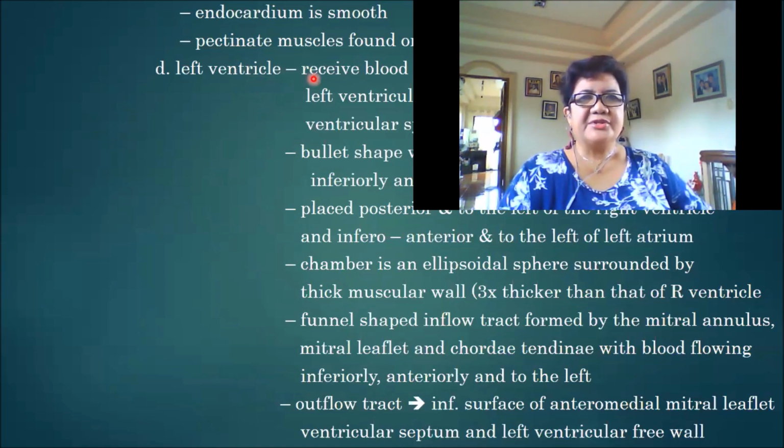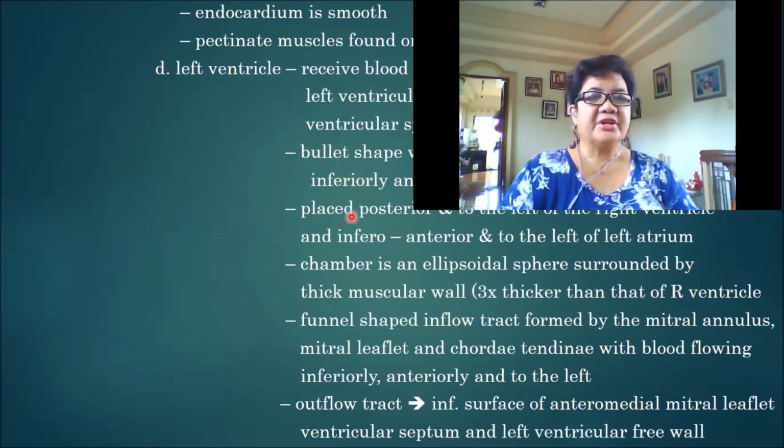Then you have the left ventricle, which receives blood from the left atrium during ventricular diastole. So when the ventricles relax, it will receive the blood coming from the left atrium. And when it contracts, it will eject blood to the ascending aorta. Now, the left ventricle is bullet shaped with a blunt tip directed anteriorly, inferiorly, and to the left, whereas your right ventricle is crescent shaped.